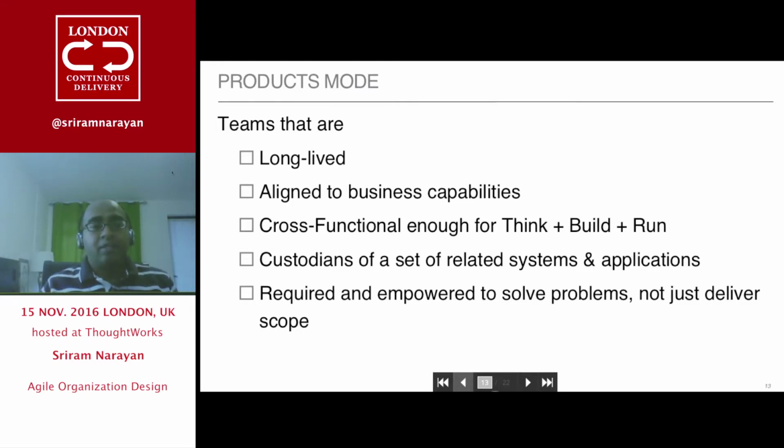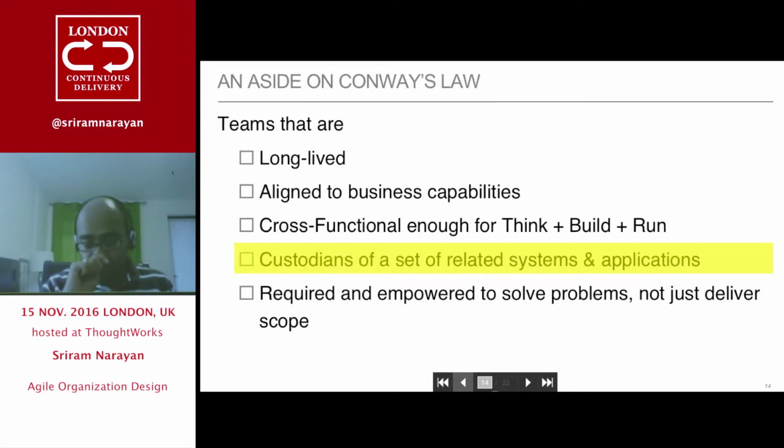And finally, in terms of the mandate for the team, they need to be required and empowered to solve problems and not just deliver scope. And that's an overall summary of what it means to be in a product mode. I will also share an example from ThoughtWorks about what this means. But I just want to go on a tangent for a little bit and talk about Conway's law here.